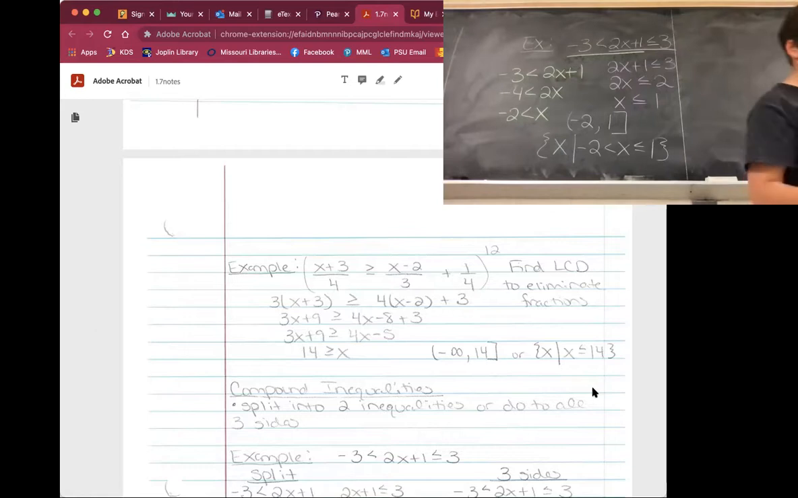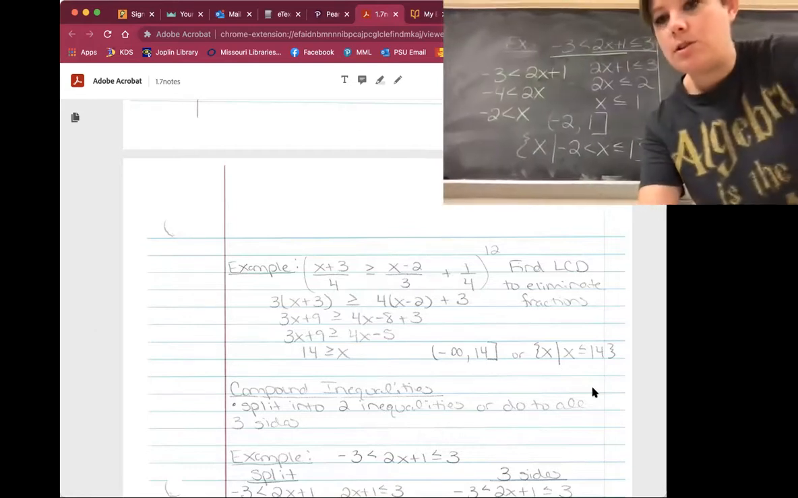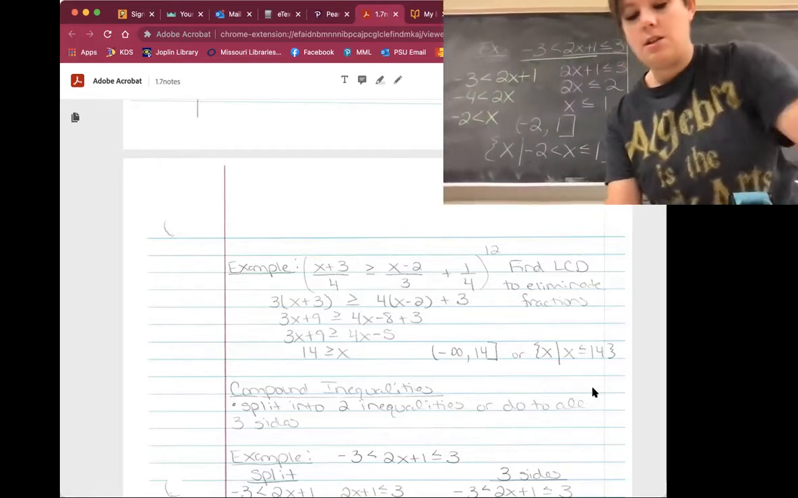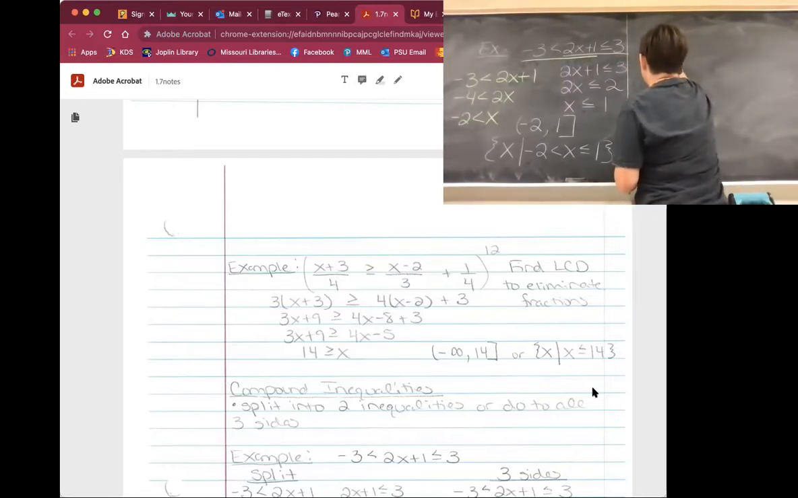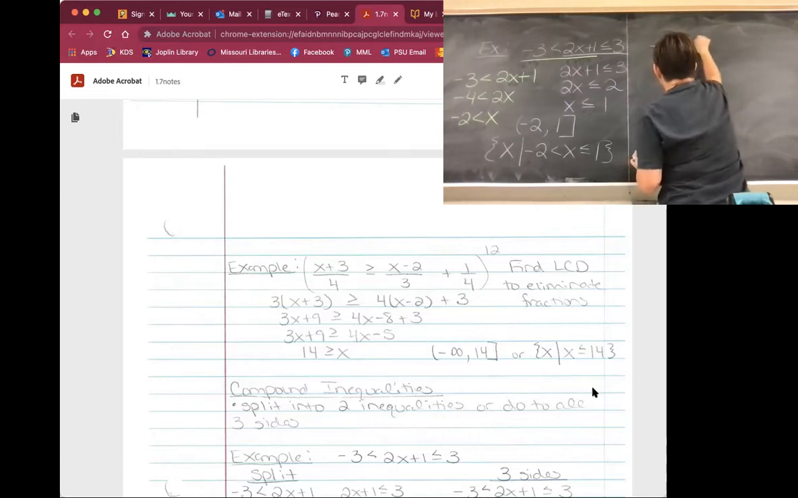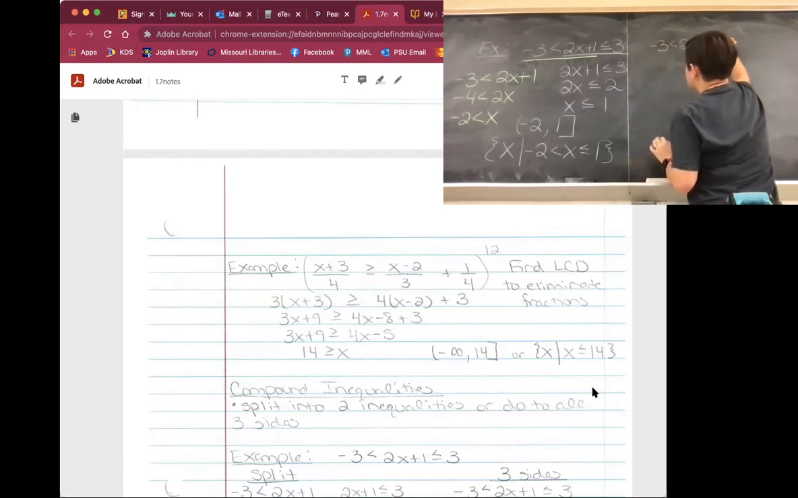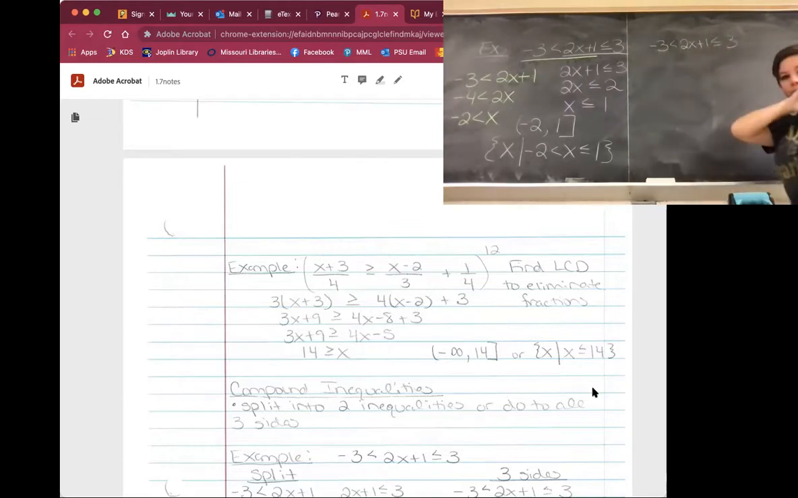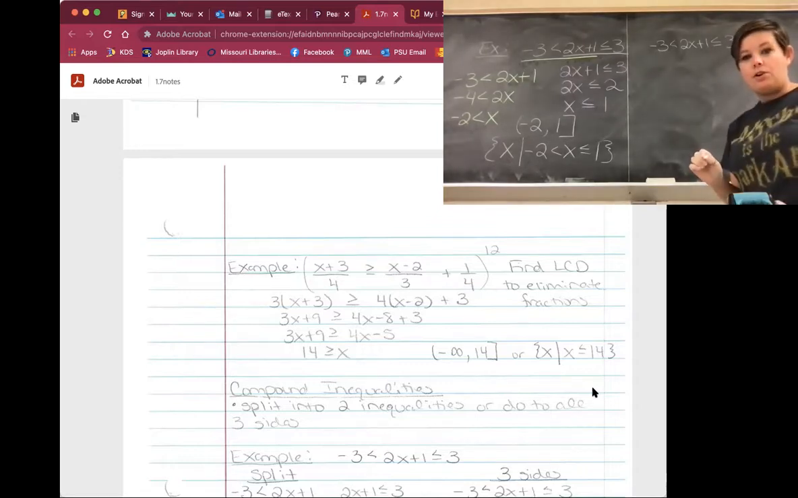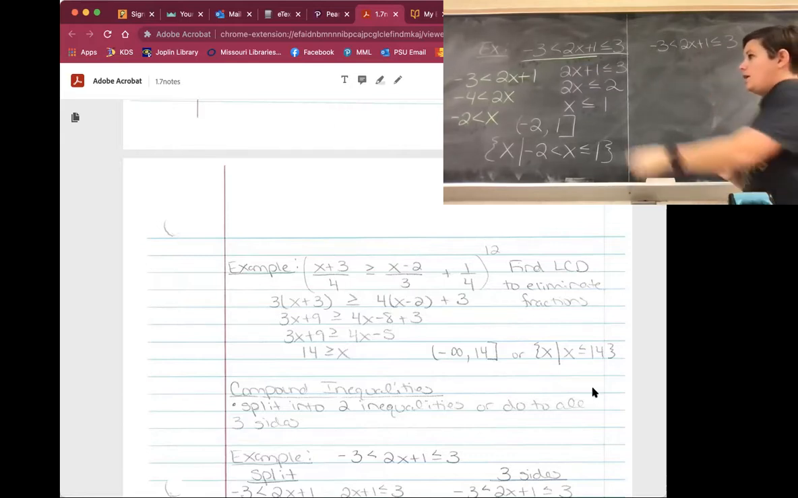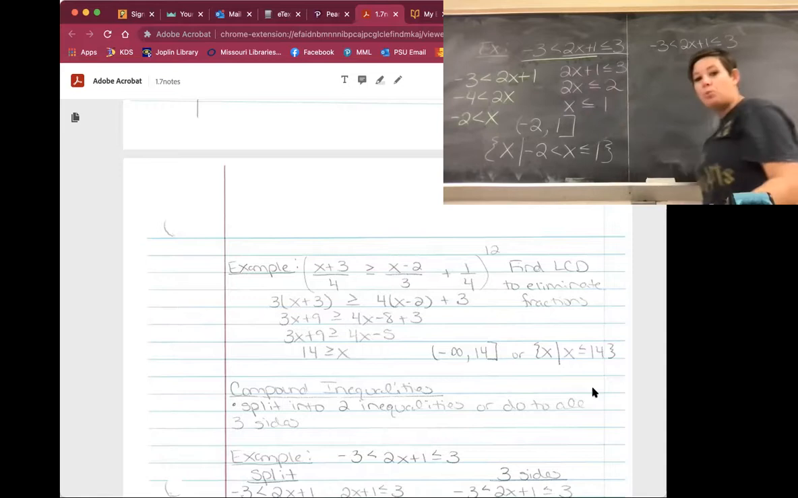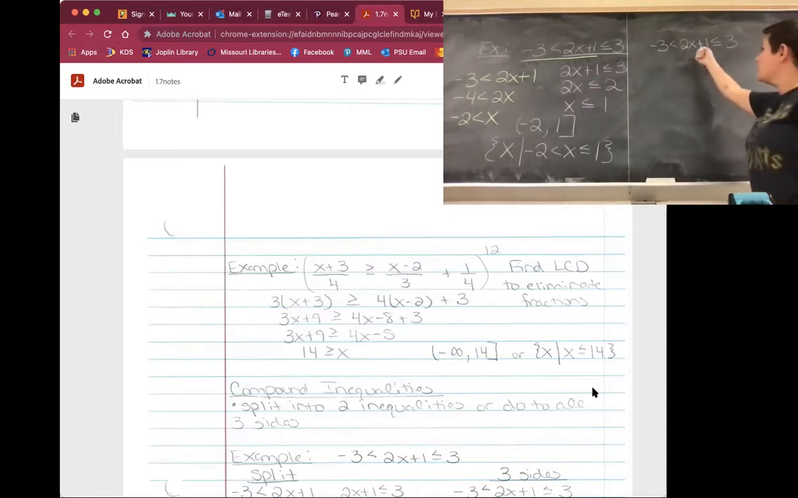So here is the three-sided method. I'm going to scoot you down just a tiny bit so you can see this three-sided method as well. Same exact problem, -3 is less than 2x plus 1 is less than or equal to 3. Okay, this is our compound inequality. Now, if I'm trying to get x by itself, x is in the middle. So how do I get x by itself? Well, how did I get x by itself over here? I had to subtract 1 to get that away from it. That's what I'm going to do here.